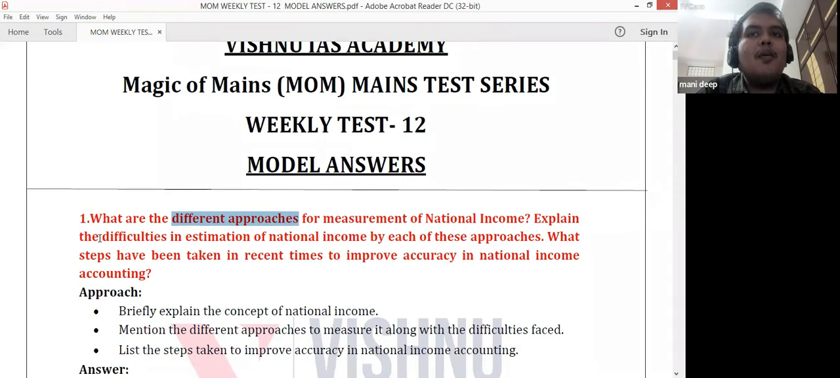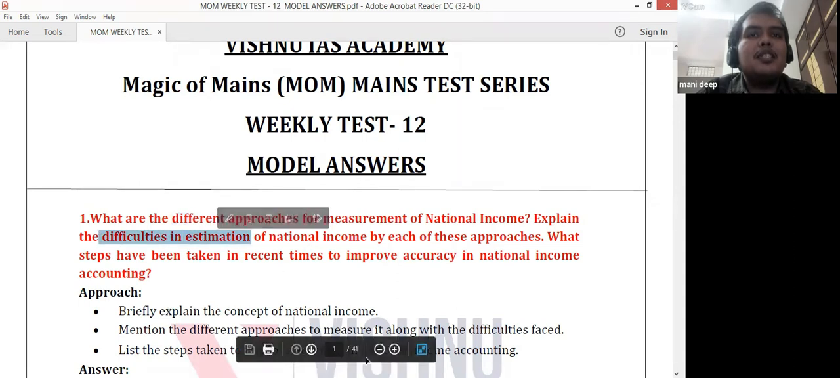Then they are asking what is the difficulty in the estimation of national income. So there are some issues in measuring the national income. One such issue is we don't have sufficient data regarding the income of different sectors. So this is the first issue. Like that you can write a second issue regarding the process or statistics that should be used, or the procedure that should be followed, or the issue of base year. So these are all the issues that you should mention in the second part of the question.